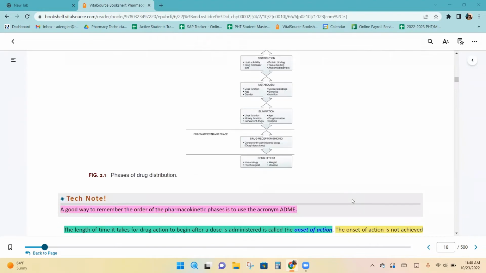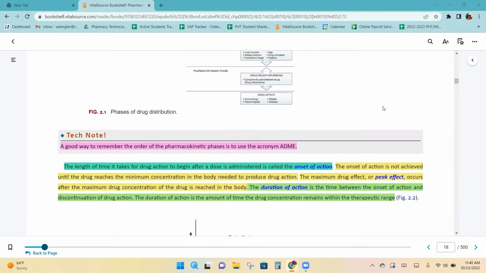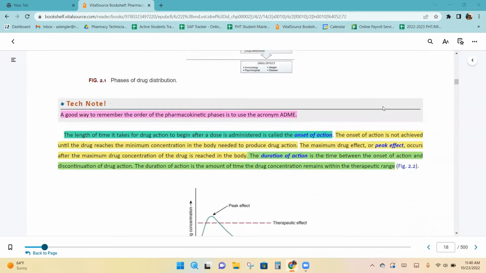So figure 2.1 goes through the phases of drug distribution. And again, a good way to remember the order of the pharmacokinetic phases is to use the acronym ADME.